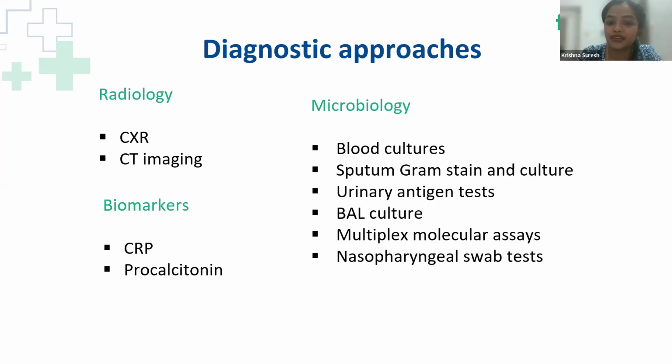And also there are different multiplex molecular assays, for example, the BioFire FilmArray Pneumonia panel and Pneumonia Plus panel. And also we have different other nasopharyngeal swab tests which are used for identification of several viral pathogens such as COVID and influenza. The biomarkers include CRP and procalcitonin.